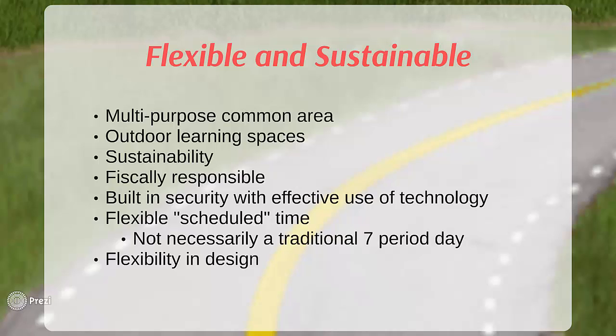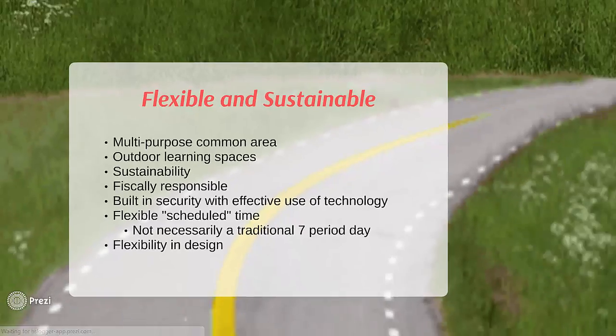The third area, a design needs to be flexible and sustainable. We need multi-purpose common areas, outdoor learning spaces. Sustainability, this came up over and over again. We're designing for the long term, not just for immediate needs. It needs to be fiscally responsible. If something's going to be sustainable, it has to be fiscally responsible. It needs building security with the effective use of technology. We want a flexible schedule time. What we mean by this is not necessarily a traditional 7-period day. And there has to be flexibility in design.